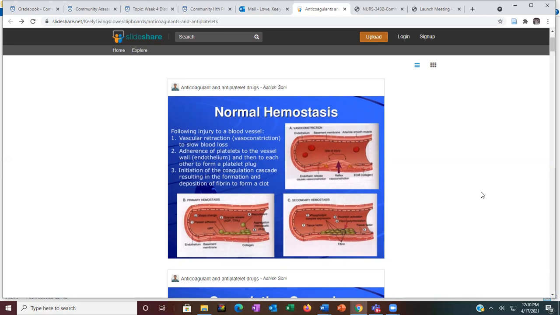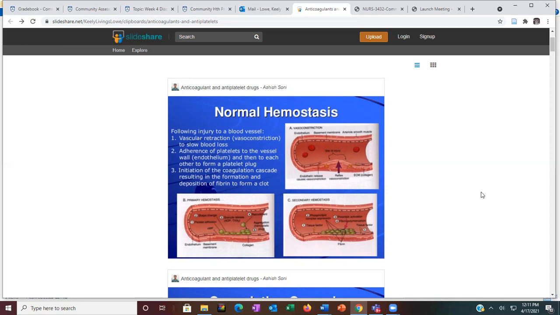So that's kind of what I want you to think about with antiplatelets, anticoagulants, is that the purpose is to prevent blood clotting, to allow a pathway for oxygenated blood to get through the blood vessels, but they do it in different ways. So first, let's look at normal hemostasis or normal clotting. It says that following an injury to a blood vessel, our blood normally forms a clot to prevent bleeding out of the blood vessels. That's the purpose of it.